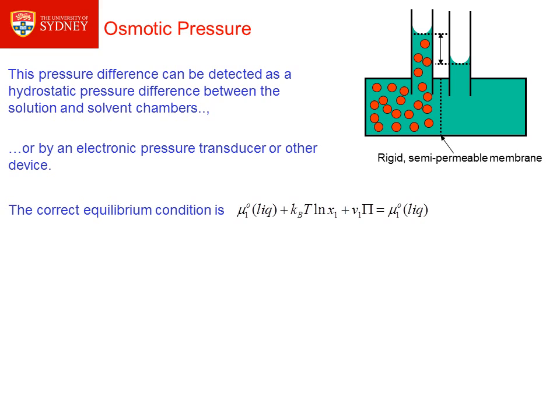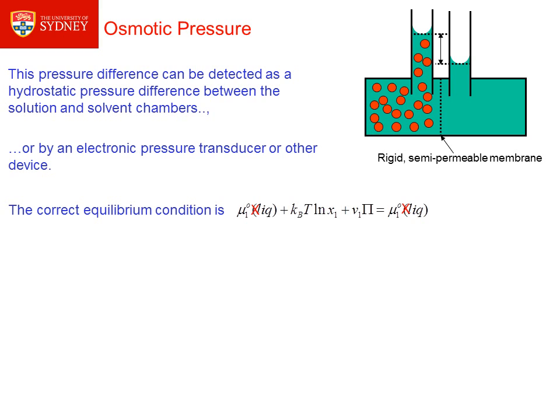Now this pressure difference can be detected, can be seen as a hydrostatic pressure difference between the solution and solvent chambers using a couple of glass tubes, for example, or by an electronic pressure transducer or some other kind of device. This means that the correct equilibrium condition includes that pressure term. So the chemical potential is the standard state chemical potential of the solvent plus kBT times log of the mole fraction plus the molecular volume times the osmotic pressure. That must be equal to the chemical potential of the pure liquid.